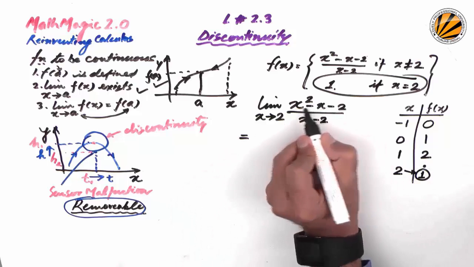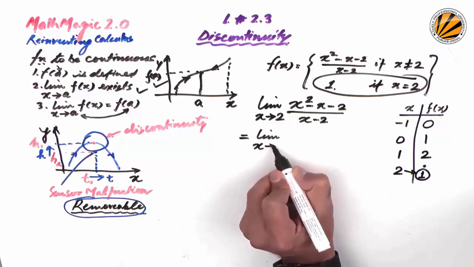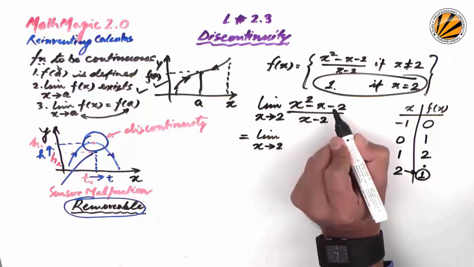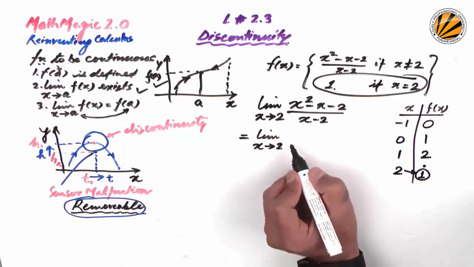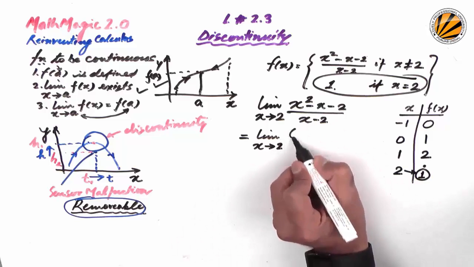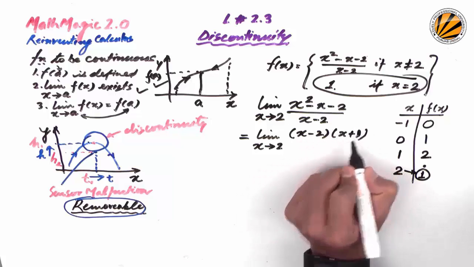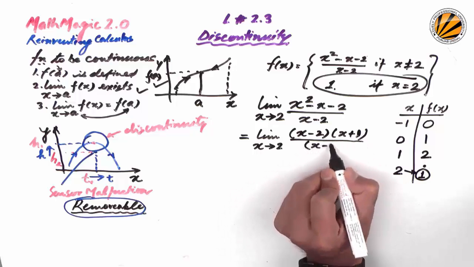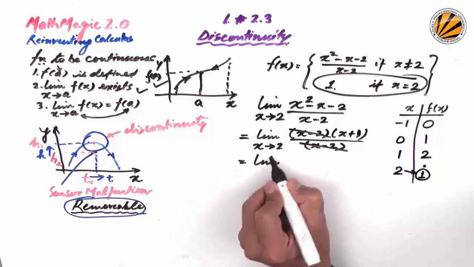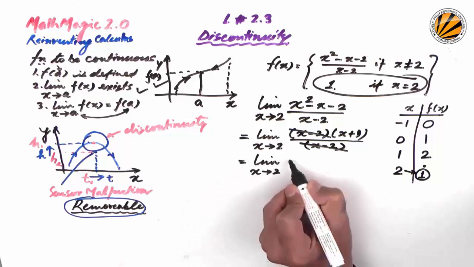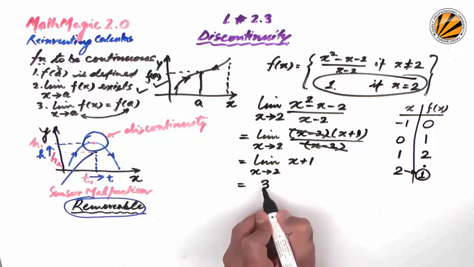As we all know, we can factorize this. I told you earlier also that simplification can be done using factorization. Otherwise, if you directly put 2 over here, it'll be division by 0. So it can be factorized into x minus 2 and x plus 1, this whole divided by x minus 2. Now this x minus 2 and x minus 2 get cancelled, so this equals the limit when x is approaching 2 of x plus 1, and then this comes out to be 3.